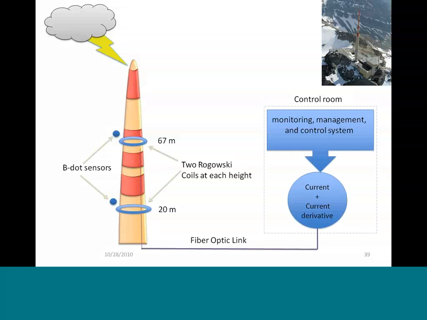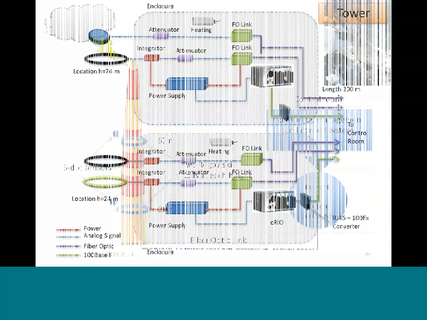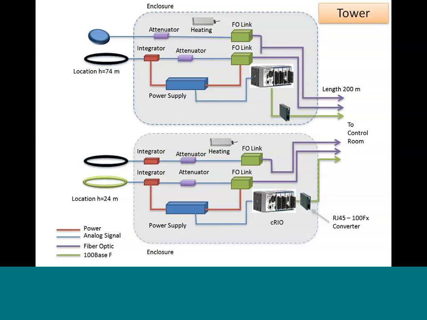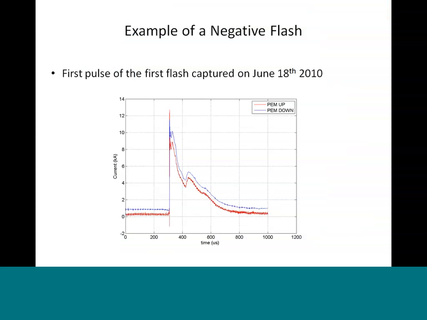And here we have what we are really doing inside this measurement system. Just for review, this is the typical waveform measured at the tower top and tower bottom. As you see, here are the fine features observed due to the reflection of the current along the tower. And this is the first flash that we have measured at the Säntis Tower in Switzerland.